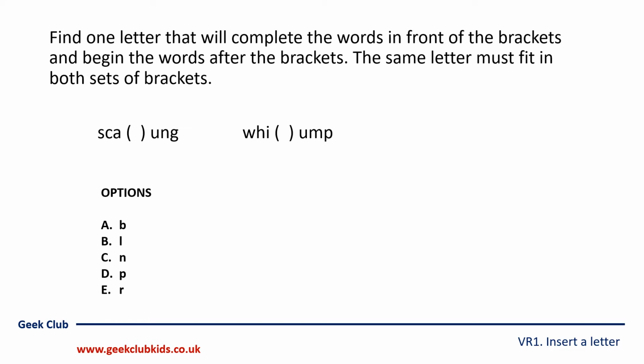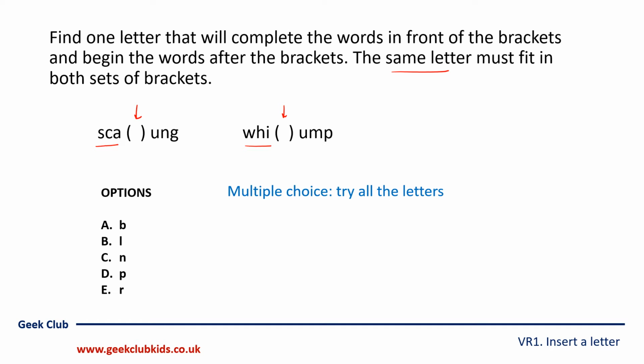Okay, so let's look at this example. We have 4 bits of words and we need to find letters that fit into these brackets, remember the same letter, such that it ends the ska and the wi to make a word and it begins the ung and the ump to make a new word.